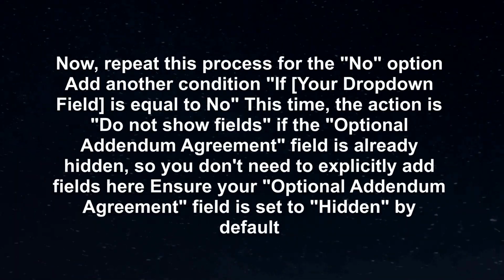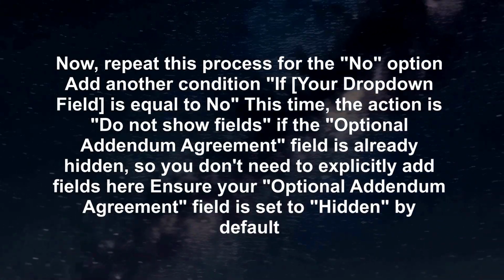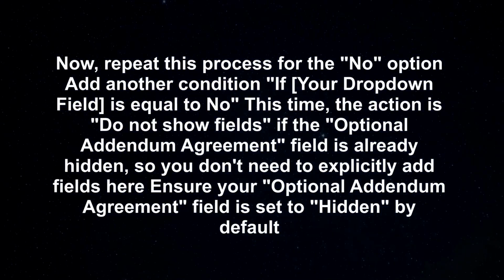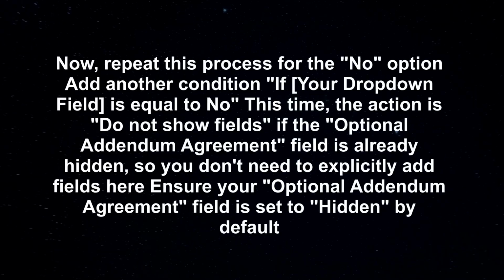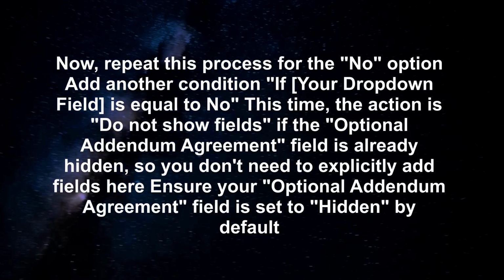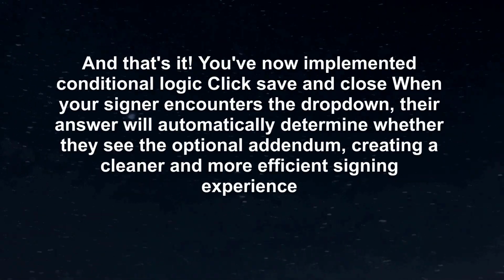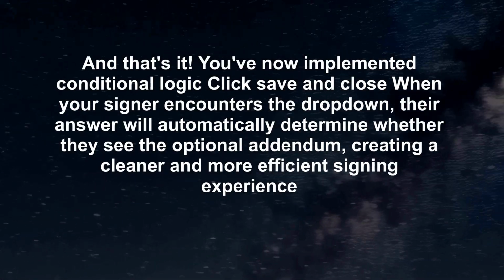Add another condition. If your drop-down field is equal to no, this time, the action is do not show fields if the optional addendum agreement field is already hidden. So you don't need to explicitly add fields here. Ensure your optional addendum agreement field is set to hidden by default. And that's it. You've now implemented conditional logic.